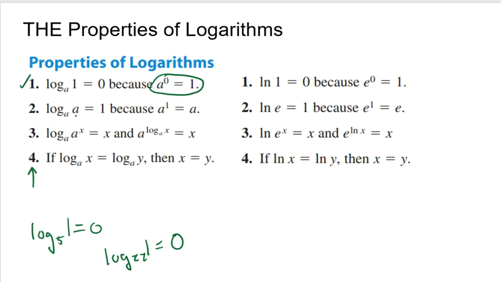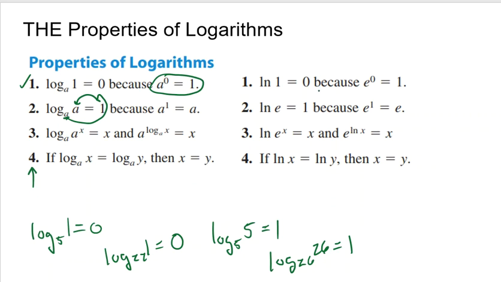All right, log base a of a always equals 1. If your base and what you're taking the log of match up, well, then your answer is always going to be 1. So log base 5 of 5 is 1. Log base 26 of 26 is 1. What's the rationale as to why? Because any base raised to 1 is always itself. Any number raised to 1 is equal to itself.